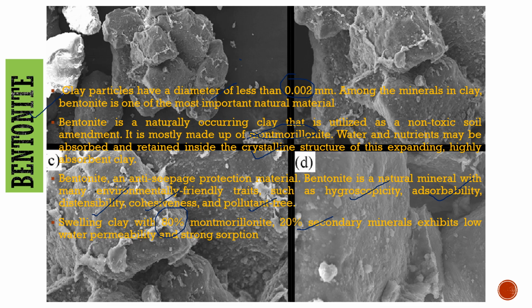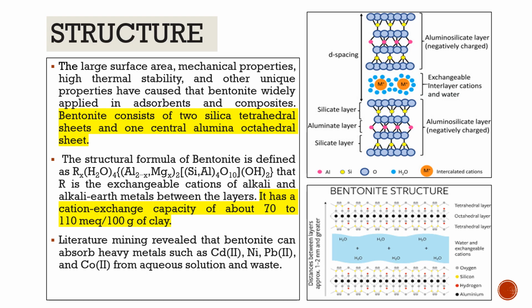Backside you can see the bentonite at different magnification. So the structure of bentonite: it has a large surface area and high thermal stability, and it has some mechanical properties which are very unique in nature. So it is highly used as an absorbent.